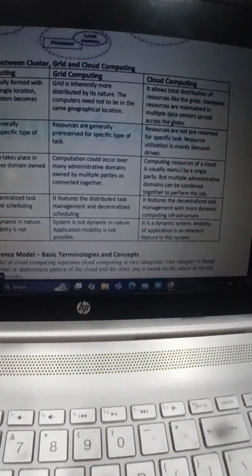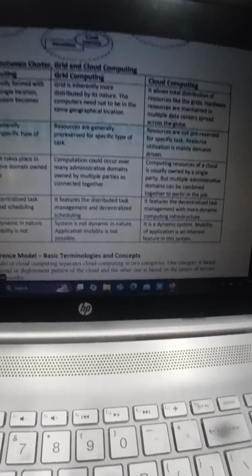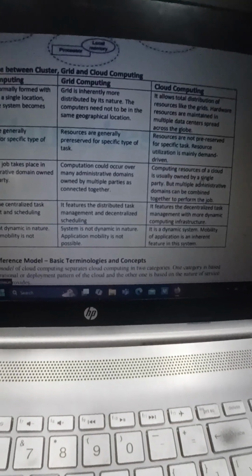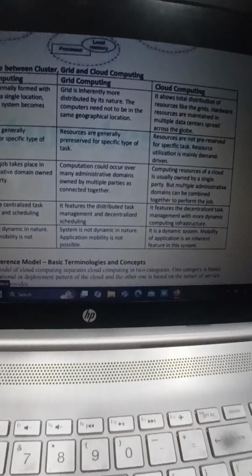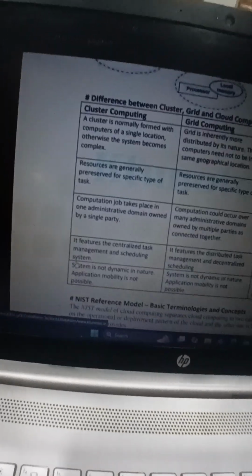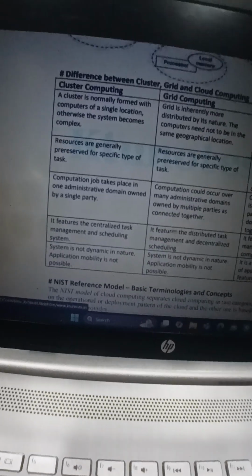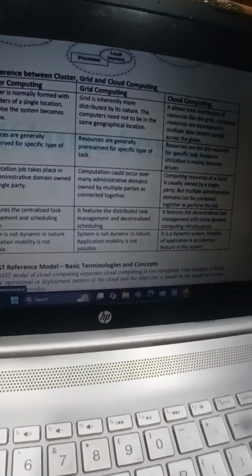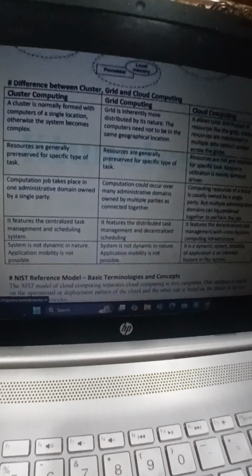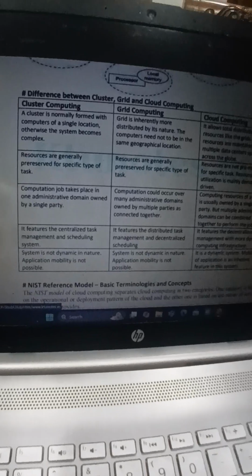When we look at the computing resources of cloud computing, they are usually owned by a single party, but multiple administrative domains can be combined together to perform the job. Next is its features. A cluster has a centralized task management scheduling system. The grid features distributed tasks and is decentralized in nature, and cloud computing also performs decentralized tasks. The cluster was more static in nature, but the cloud has a more dynamic computing infrastructure.